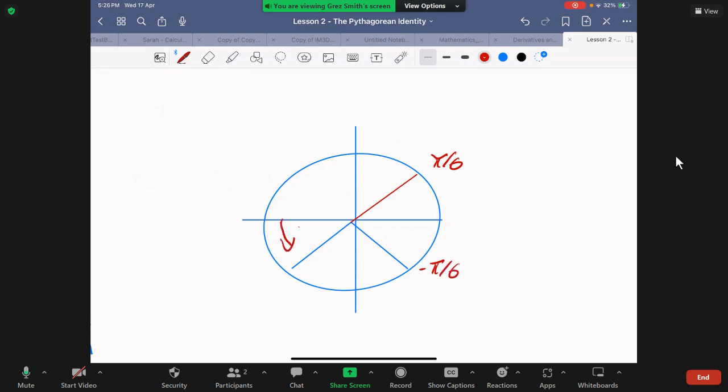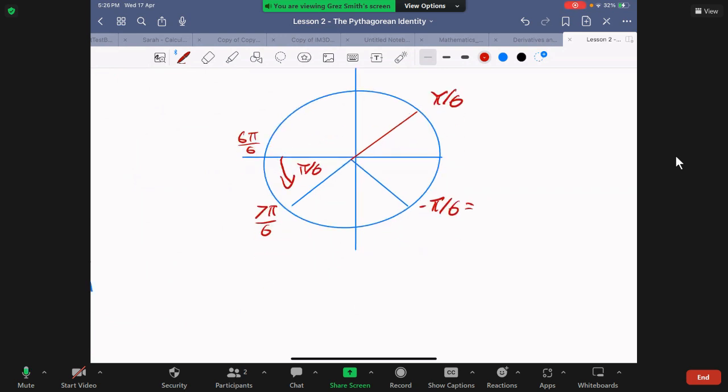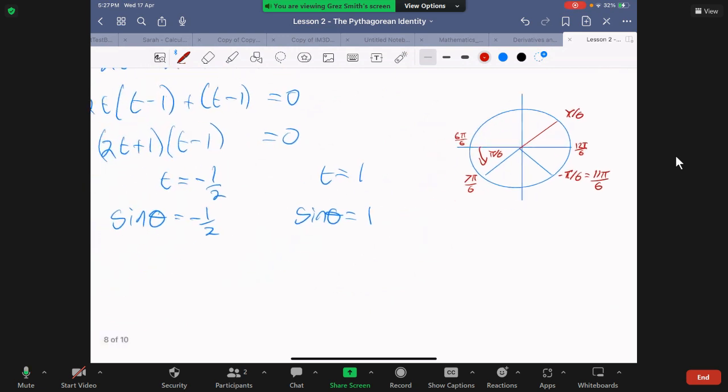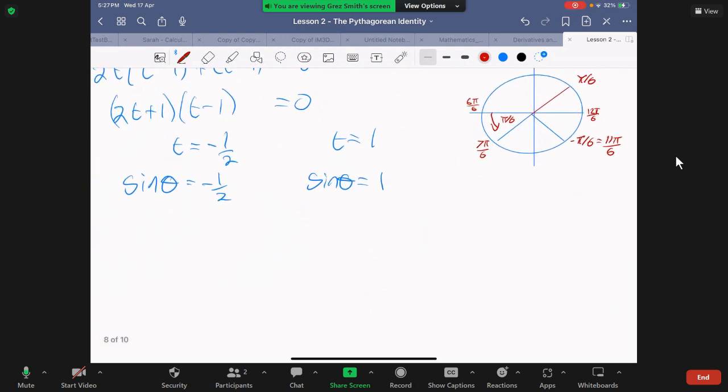Here we've got a pi over 6 rotation. So this is 6 pi over 6, so this will be 7 pi over 6 here. This one can also be written as, if it were a full rotation, that's 12 pi over 6, so this is 11 pi over 6. So those are my two solutions there, 7 pi over 6 and 11 pi over 6.